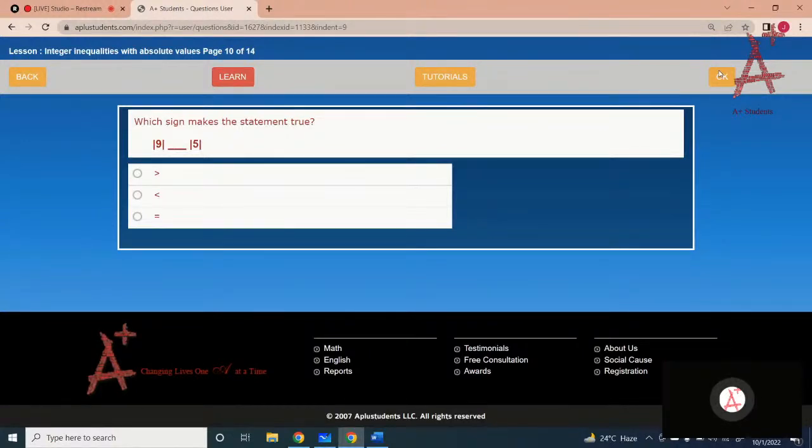Okay, the next one is absolute value of 9 and absolute value of 5. So the absolute value of 9 is 9 and the absolute value of 5 is 5. So 9 is greater than 5 or less than 5. 9 is greater than 5. Got it?